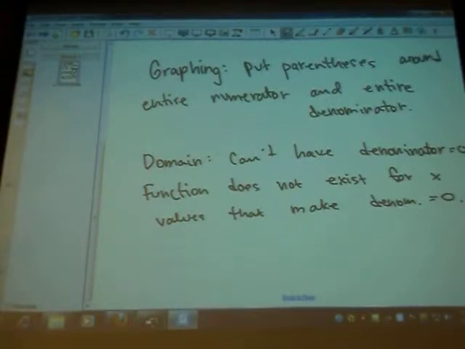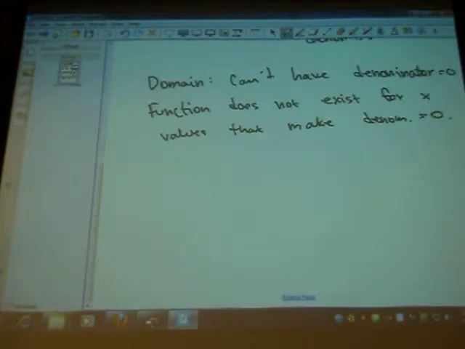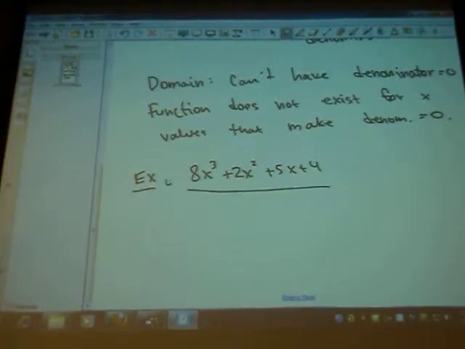Which should be the one that comes up as blank in the table. There may be others though, because remember your table is only showing you whole number increments. So there may be others that are fractions. So let's go back to our example here. Let's find the domain of this function.